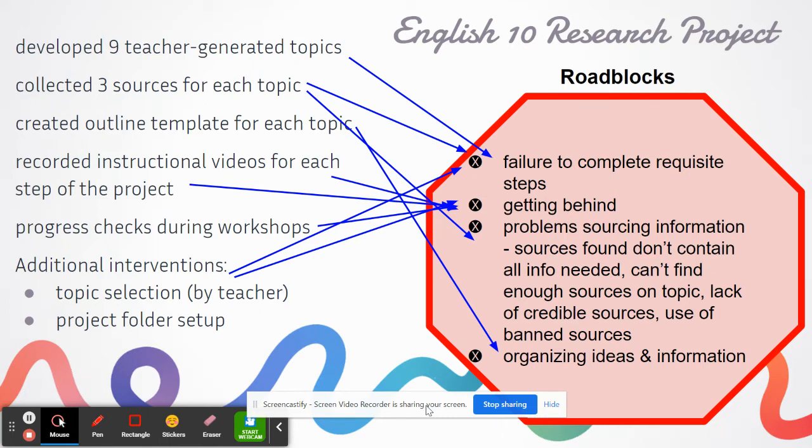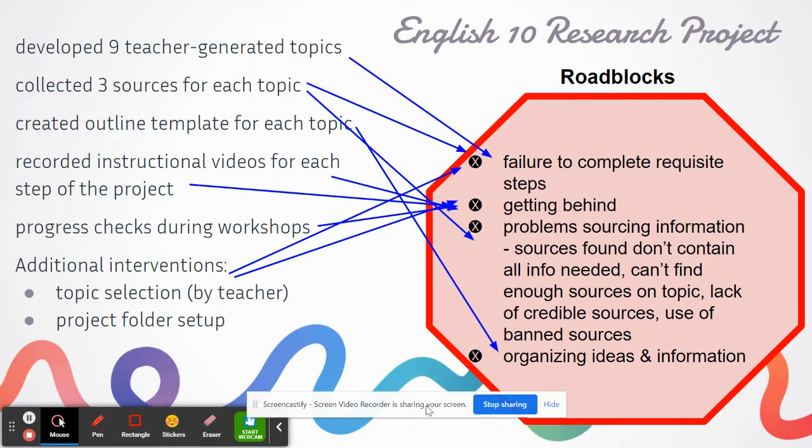Another thing that I've done to address the problem of getting behind is I've recorded instructional videos for each step of the project. A lot of times students struggle to complete steps that they missed because they don't have the benefit of having the instruction that went along with that step. So this allows them to access that instruction whenever they are ready for it, which isn't always when I'm ready to be presenting it to the class, at least not for everyone.